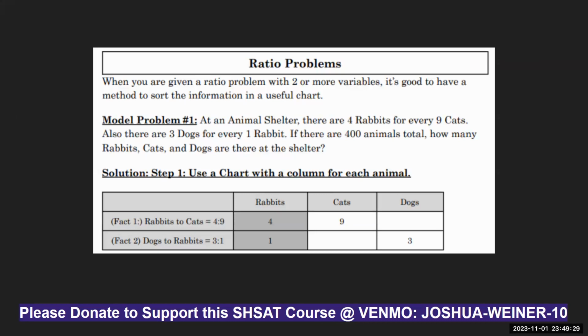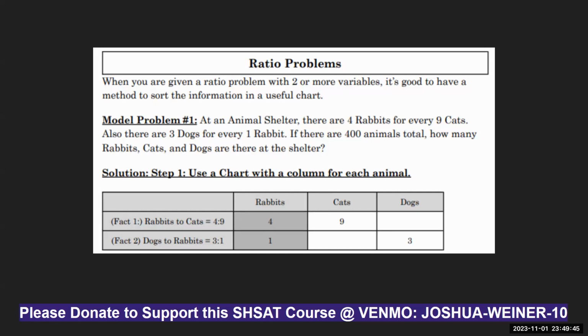Example number 1, model problem number 1. At an animal shelter, there are 4 rabbits for every 9 cats. There are also 3 dogs for every 1 rabbit. If there are 400 animals total, how many rabbits, cats, and dogs are there at the shelter?